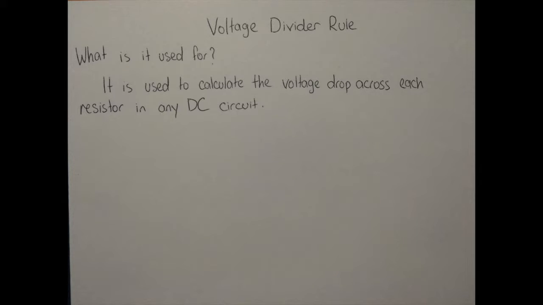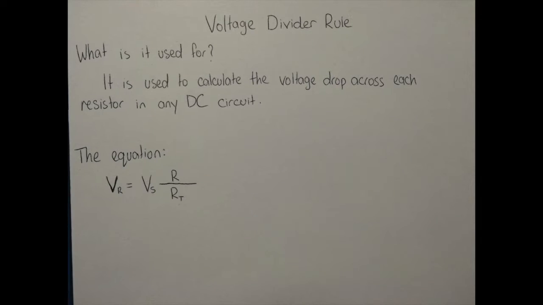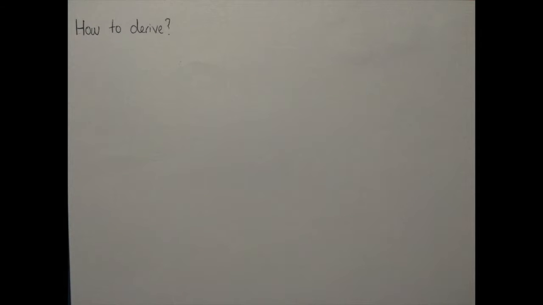The equation used for the voltage divider rule is the product of the source voltage and the resistor we want to calculate the voltage drop for, divided by the total resistance. Knowing the equation is good and all, but how is this equation derived?